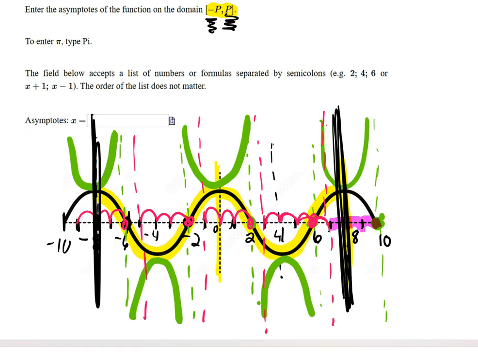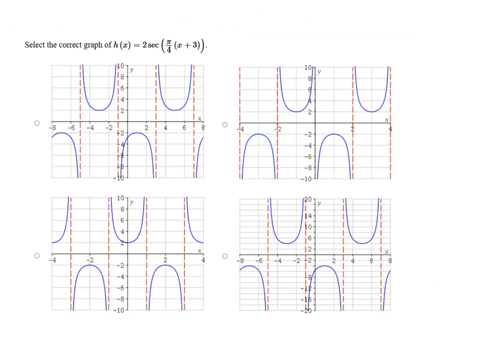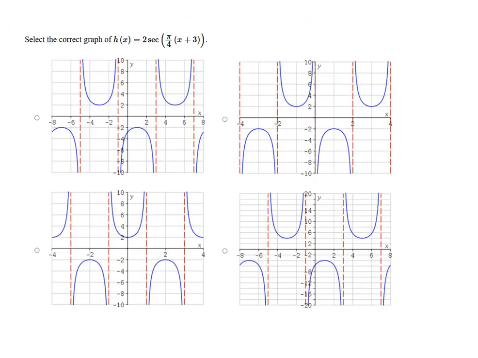Looking at all of my pink lines, this one is -5, -1, 3, and 7. Those are my x asymptotes: -5; -1; 3; and 7. And then when I look down here at all of my choices, real fast because I'm about to run out of time, it is actually the very first one. And you can see there's -5, -1, 3, and 7.